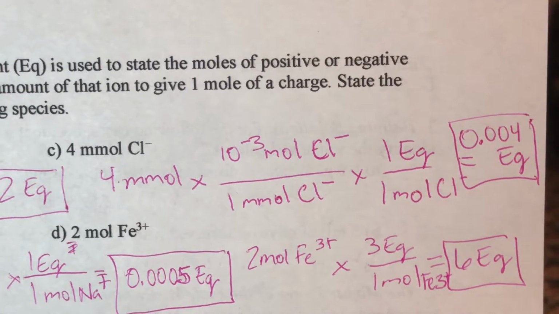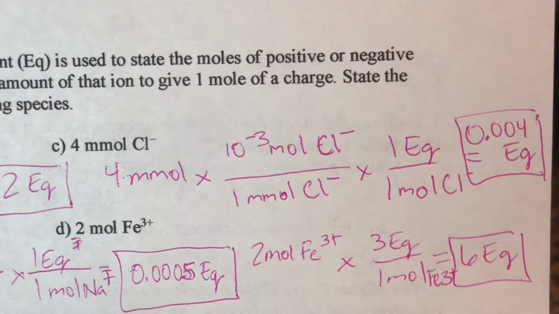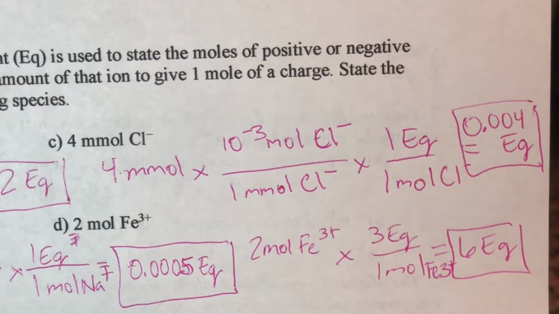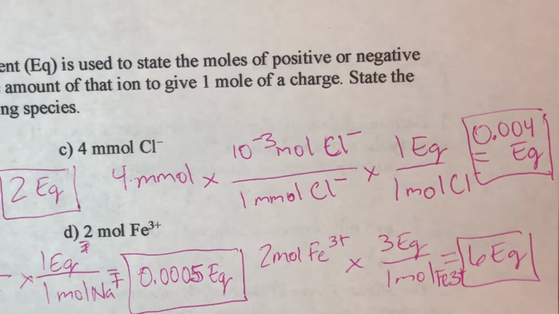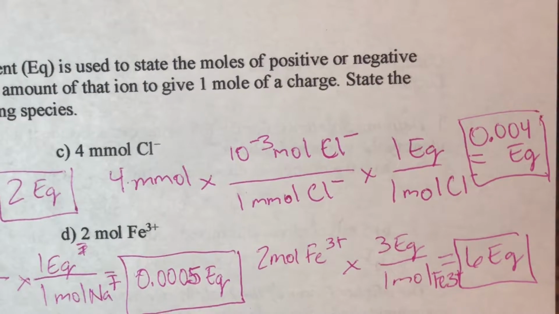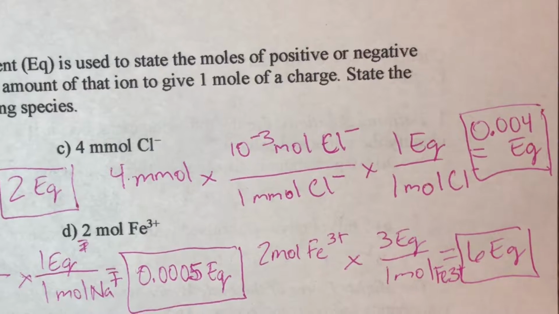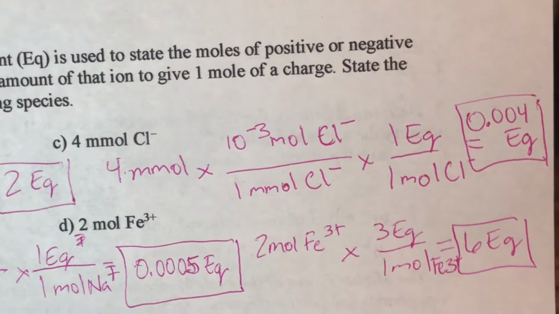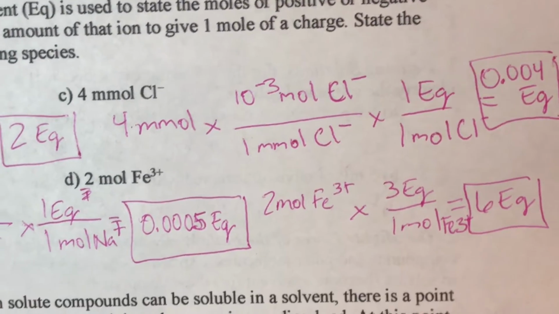For our next one, it's going to be similar to the last. We're going to do 4 micromoles of chlorine. We're going to start off with a given 4 micromoles of chlorine. We're going to write the conversion factor of 10 to the negative 3 moles chlorine over 1 micromole chlorine. We're going to multiply that by the conversion factor 1 equality over 1 mole of chlorine. Once we cancel out all of the units, we're going to be left with 0.004 equalities.